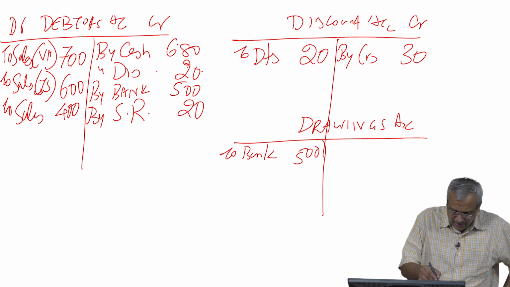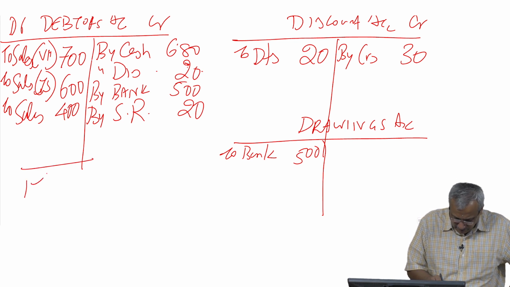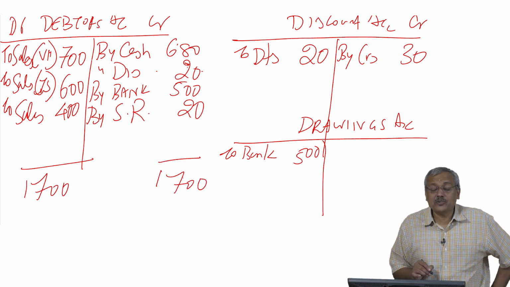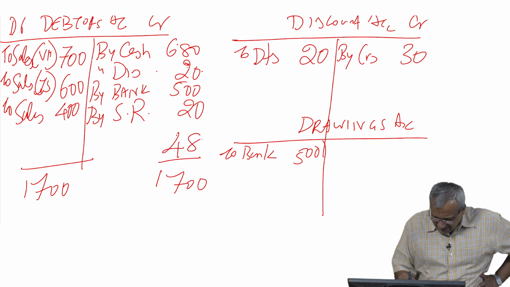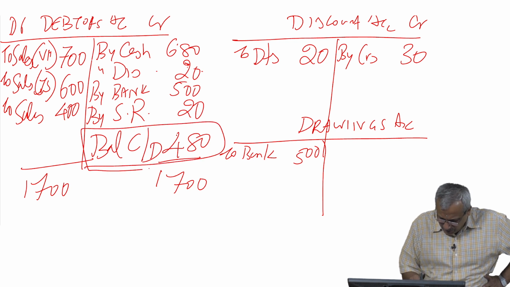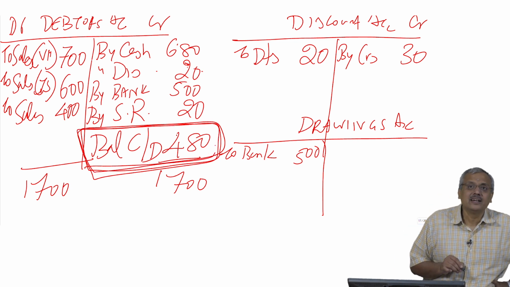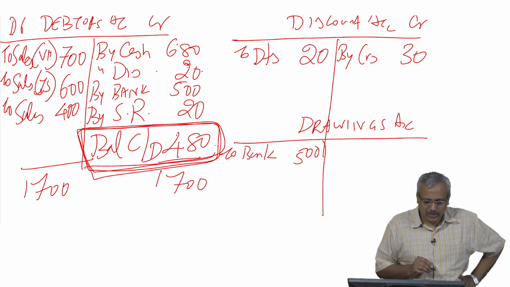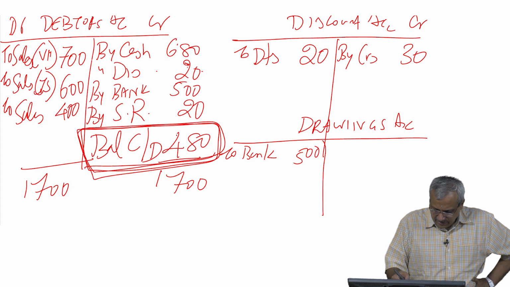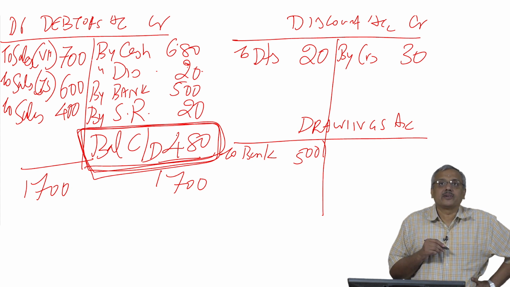That is, this is 1220, this total is about 1700, and 1700 minus 1220 means 480 is the balance carried down. That is, my debtor balance at the end of this particular period is rupees 480, which will go to the balance sheet. I think I am right with the total. Can you just check the total, sir? 680, 700, 700, my total is correct.